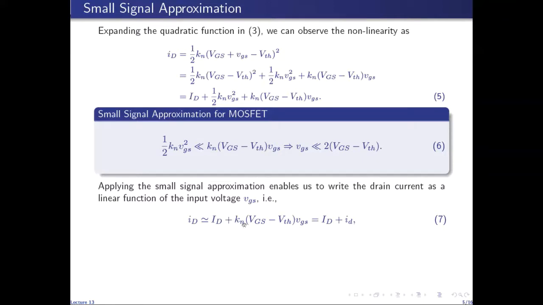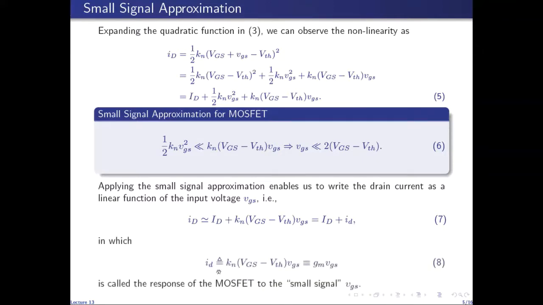We call the second term the response of the MOSFET to the small signal small VGS, and we call this the small signal drain current of the amplifier. It is given by the product of the MOSFET transconductance parameter, the overdrive voltage at the DC biasing input voltage VGS, and it is also determined by the small signal component of the gate to source voltage.